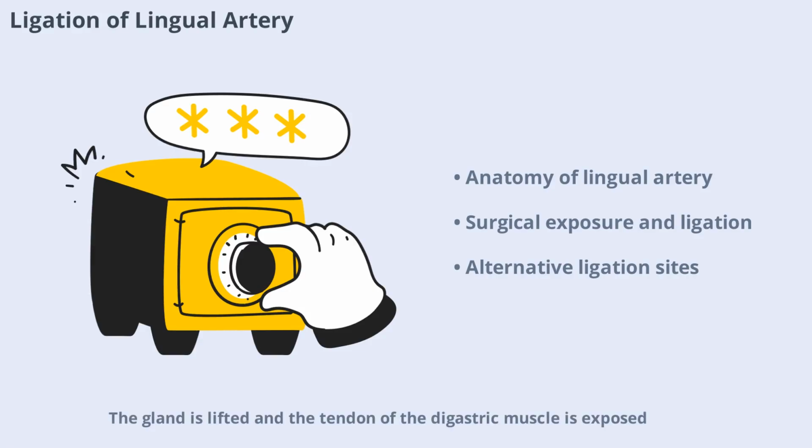The lingual triangle formed by the digastric tendon, posterior mylohyoid border, and hypoglossal nerve is identified. Vertical fibers of the hyoglossus muscle are separated and the lingual artery is ligated. Control can also be achieved by ligating the artery at its origin from the external carotid artery.